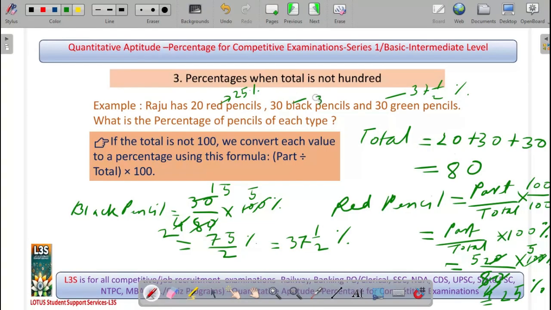So this is the way we have to find out the percentage when the total is not 100. So you have to remember this formula, part by total into 100%.